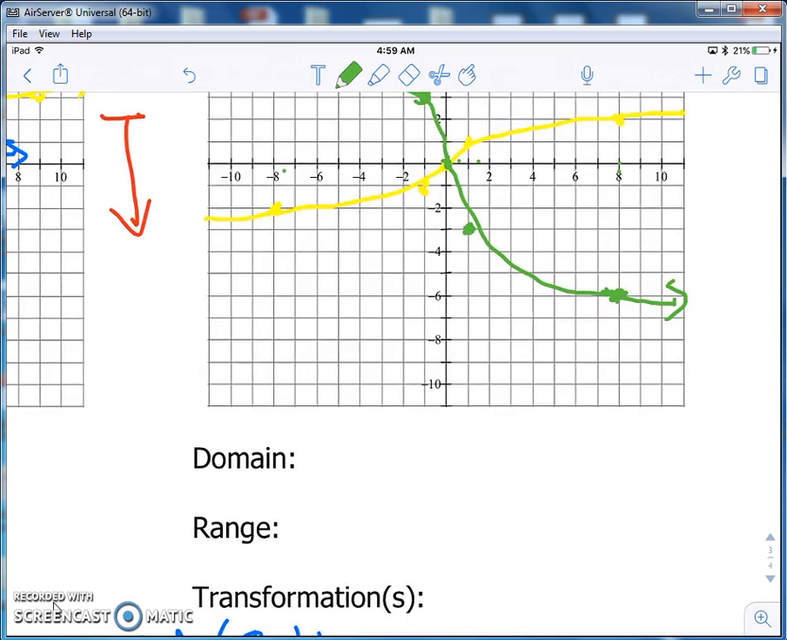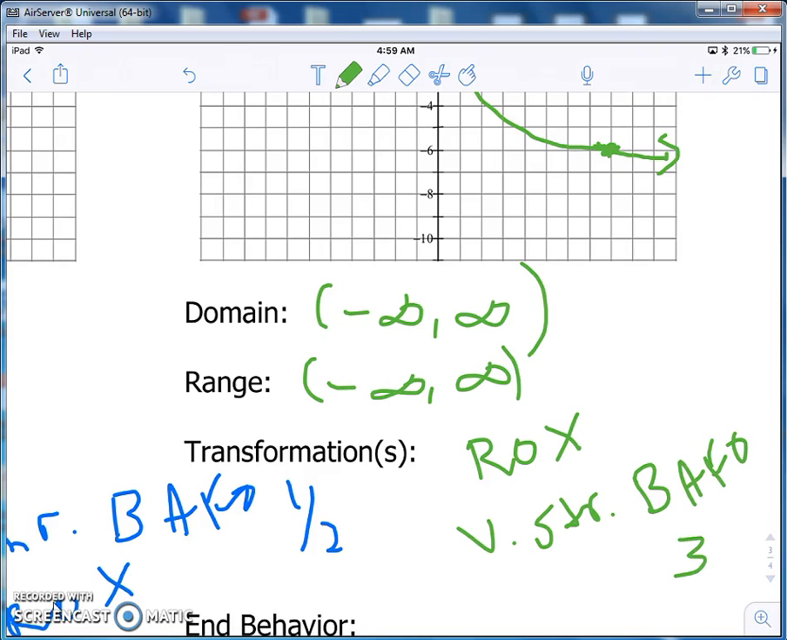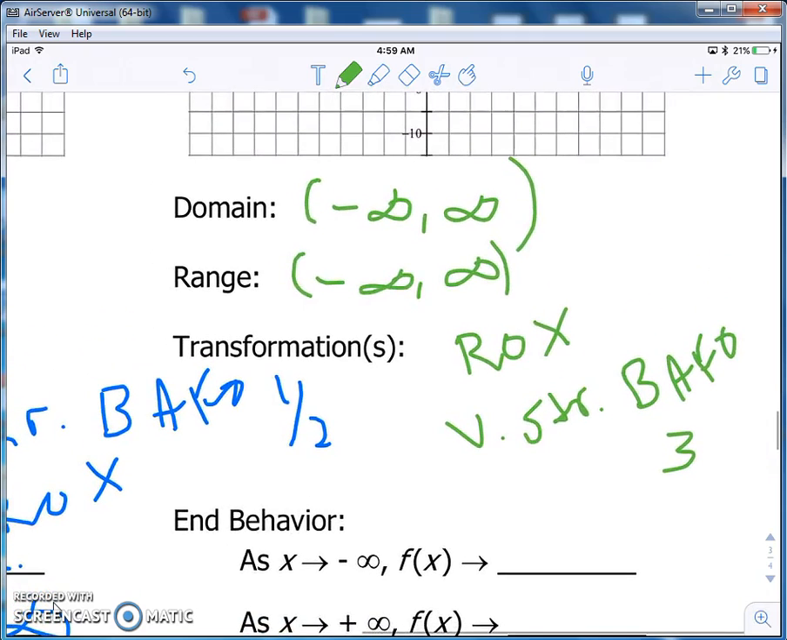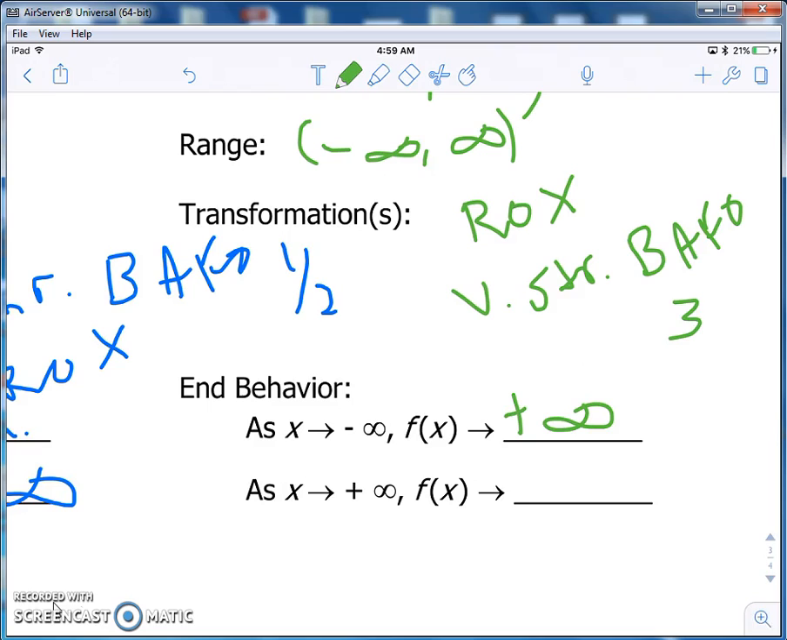And let me give you a couple hints, and maybe we can get through this lesson. Okay. Domain is negative infinity to positive infinity. Range is negative infinity to positive infinity. Transformations, we already said that. We have a reflection and a vertical stretch by a factor of 3. End behavior, as x gets negative, y actually gets positive because of the reflection. So y goes to positive infinity. As x goes to positive infinity, y goes to negative infinity.